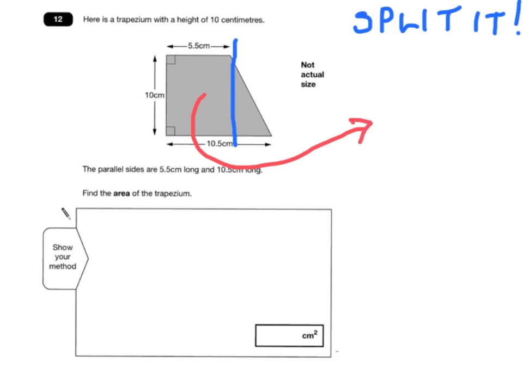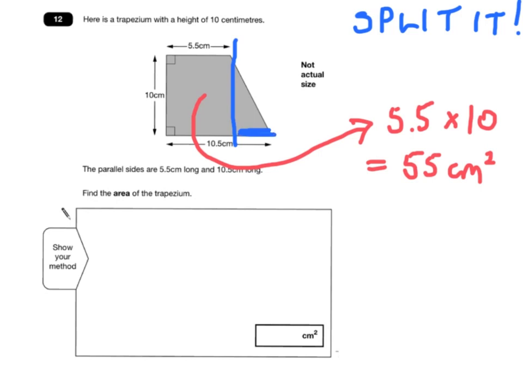So if we split up the area of the trapezium into two, the area of the rectangle is 5.5 times 10. So the area of that individual rectangle is 55 square centimetres, which leaves us with a small triangle. Now if we look at the long side, the short side of the triangle is going to be 5 centimetres because it's 10.5 minus 5.5.